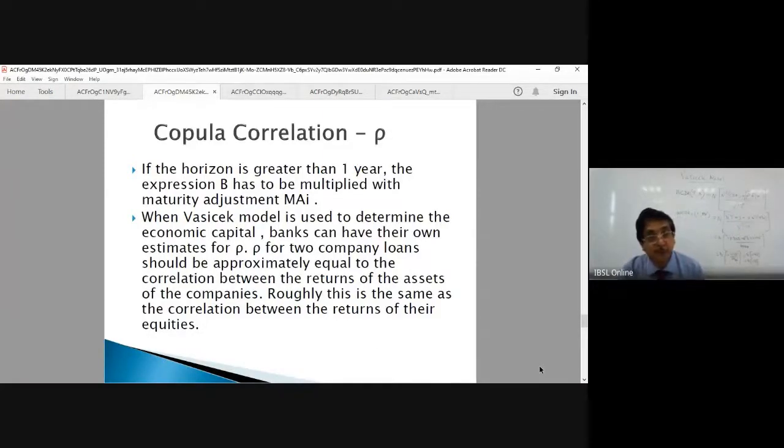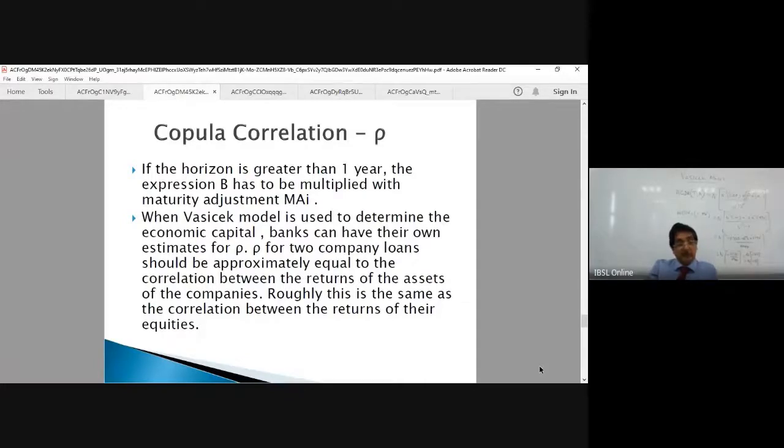And there's another important thing here. Now, when the Vasicek model is used to determine the economic capital, banks can have their own estimates for rho. Rho is the default correlation. Now, rho for two company loans should be approximately equal to the correlation between the returns of the assets of the companies. Or roughly this is the same as the correlation between the returns of their equities. Now, why do we have this type of concept? The reason is it is easy for a bank to get the details from the stock exchange rather than anything else. So therefore, banks try to look at the correlation between two borrowers by going through the correlations of their equities. That can be obtained from the stock market.